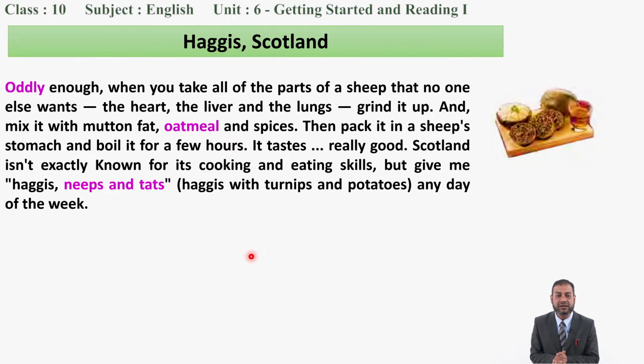So you have to tell me the meaning. Can you tell me the meaning of this word, oddly? Oddly enough. Now you can read this first line.